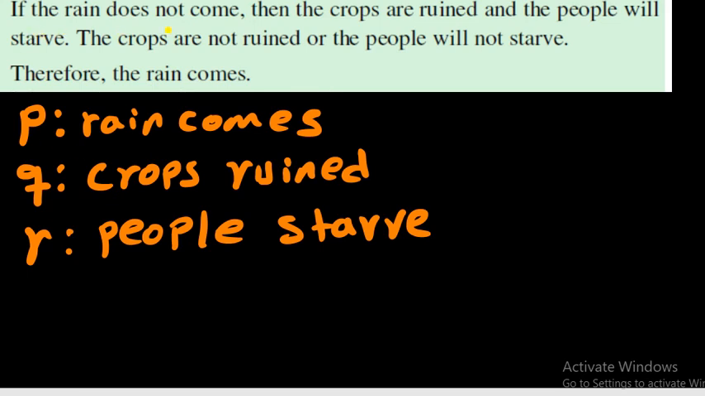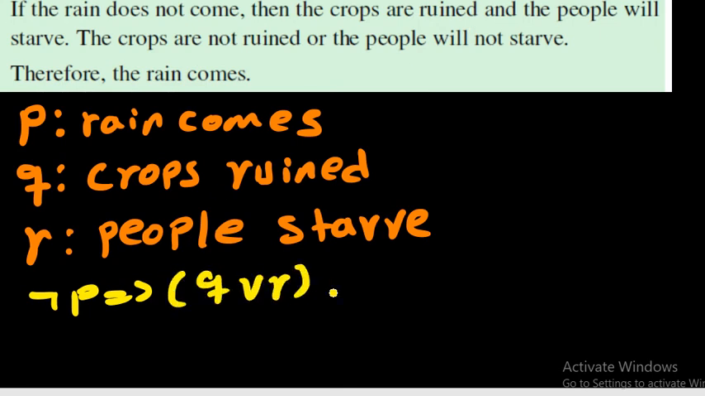If the rain doesn't come, that means negation P implies the crops are ruined and the people will starve. That means Q and R. We do have this one premise. Second premise, the crops are not ruined, that means negation Q, or the people will not starve, that is negation R. We do have this. Finally, the conclusion, rain comes, which is P.